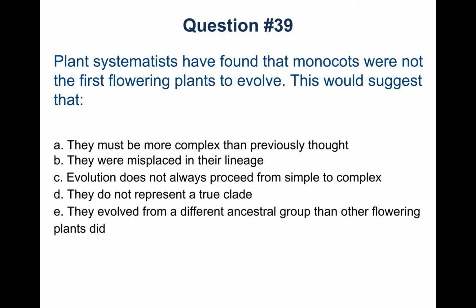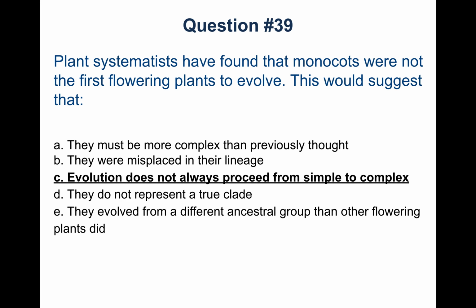All right, plant systematists have found that monocots were not the first flowering plants to evolve. This would suggest what? Evolution does not always proceed from simple to complex. So there's a lot of misconception that in evolution, you always go from simple to complex. And a lot of times this is true. We went from single-celled organisms to the vast majority of multicellular organisms you see today. Definitely simple to complex. But there are instances where evolution actually goes from complex and backtracks to more simple.